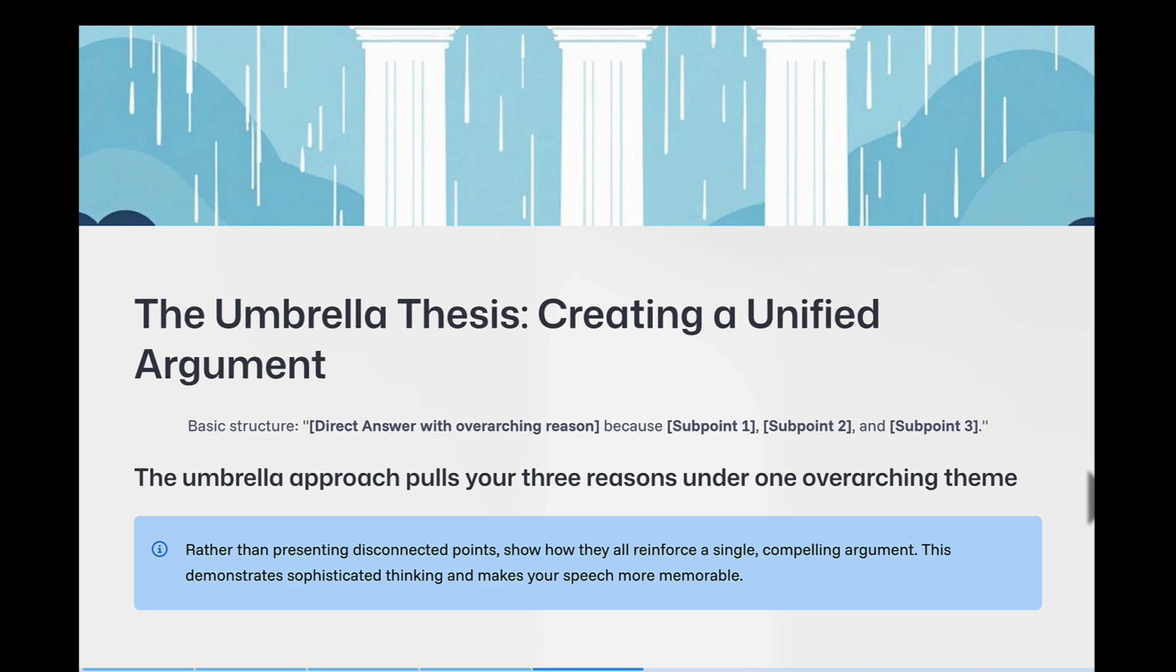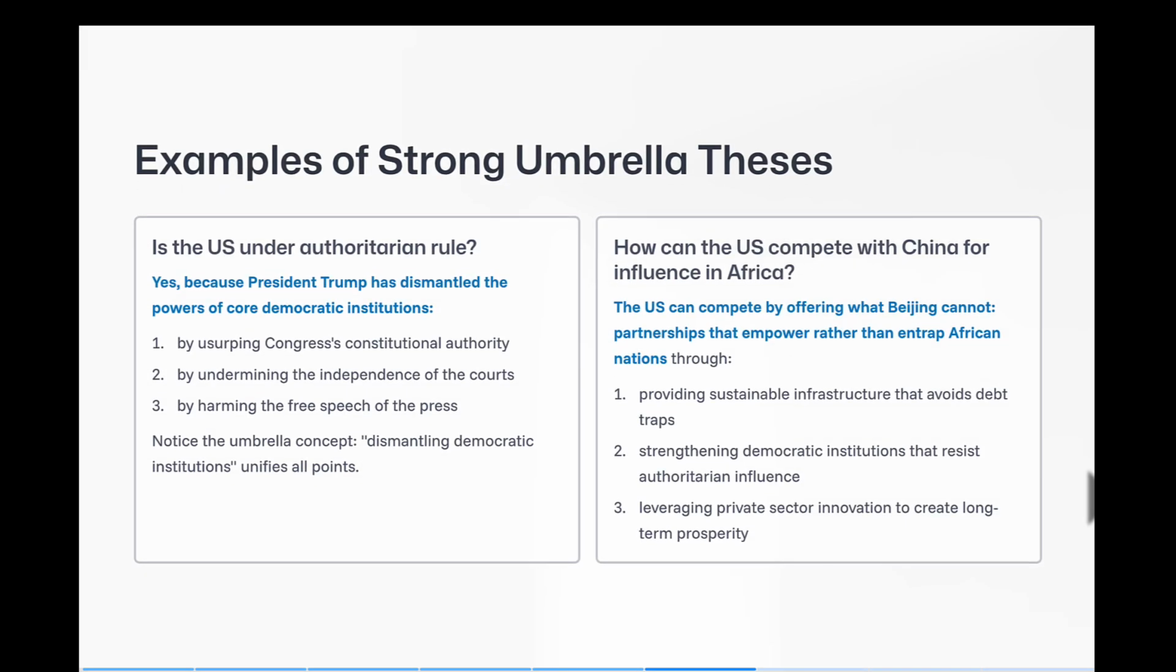Let's look at some examples, because I think this is really important. Let's say your question is, is the US under authoritarian rule? You can see your response here: yes, Trump has dismantled the powers of core democratic institutions. Notice that is the umbrella. You're not just saying yes for three reasons, 1, 2, 3. You're saying yes, and here's my overarching response. The umbrella is that the core democratic institutions have been dismantled in three ways. First, by usurping Congress's constitutional authority. Second, by undermining the independence of the courts. And third, by harming the free speech of the press.